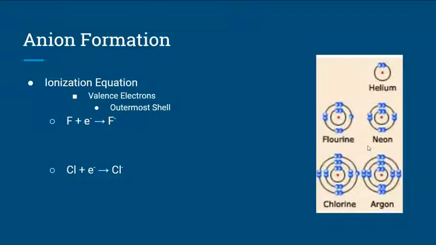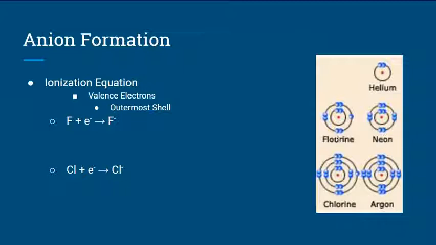Anyway, let's talk about how these are actually forming. And so we use what's called an ionization equation, and we focus just on the valence electrons. Those are referring to the electrons in this outermost shell. So for fluorine as an atom, here it doesn't have any charge. It's got 1, 2, 3, 4, 5, 6, 7 electrons in its outermost shell, and it's trying to fill that up and resemble neon's outermost shell.